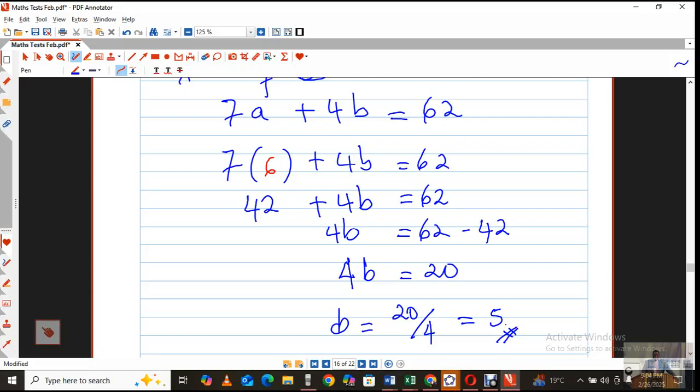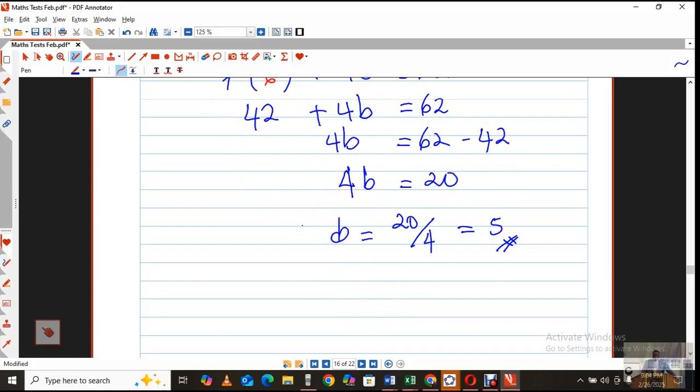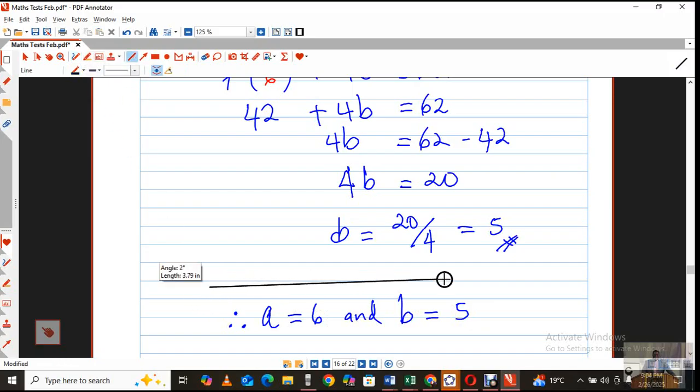Right, so we can therefore conclude and say, okay, wait a minute, therefore, A is equal to 6 and B is equal to 5. And we have solved our little mystery.